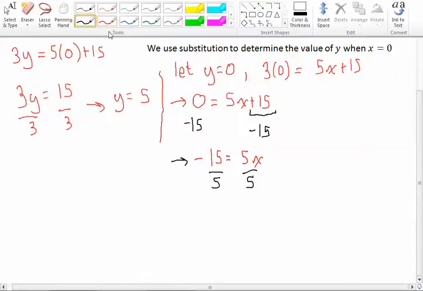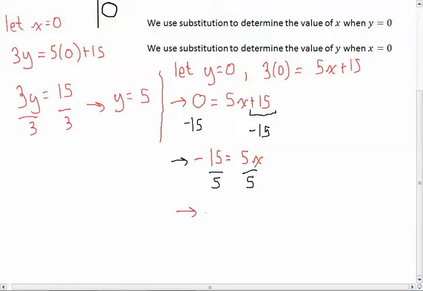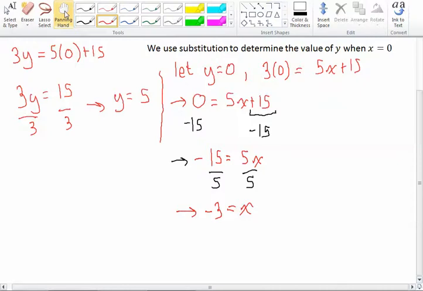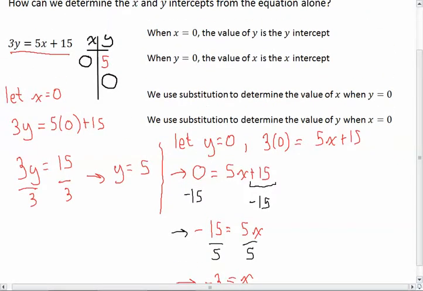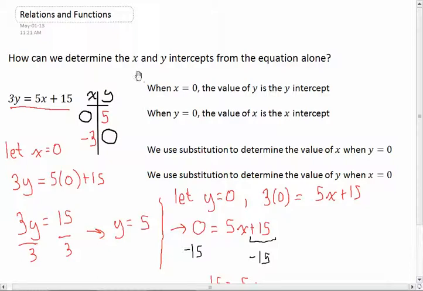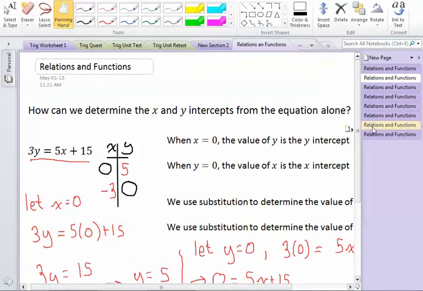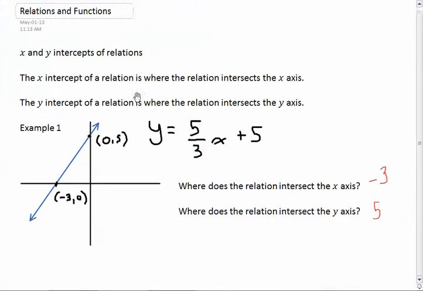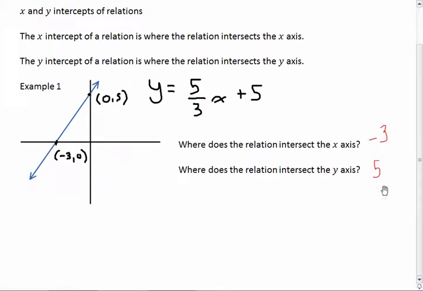Okay? So what we're going to get, finally, is what's -15 divided by 5? -3 is x. And we'll go back up here. And we've got -3. Now, hold on a second. Didn't we just say that that was the exact same x and y intercept for our previous function? Right? So we had (0, 5) and (-3, 0). So if we go back here, those were the exact same values.